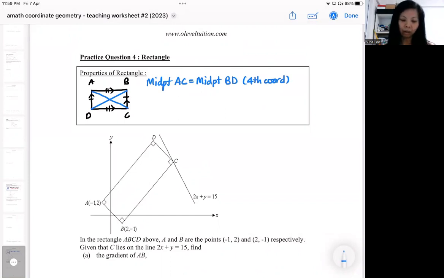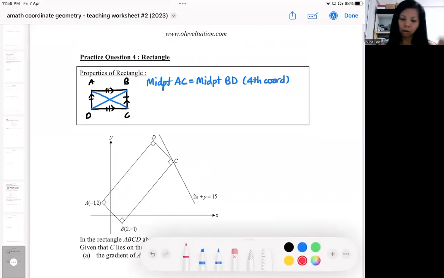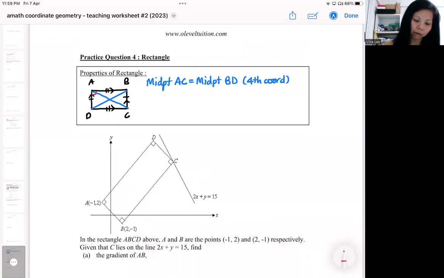We won't know what is the angle. But the one thing about a rectangle is there's a lot of 90 degrees. So there's a lot of 90 degrees, meaning, right, you can use a lot of the perpendicular gradient formula. So for example here, I'm just showing you one of them. So AB is perpendicular to AD. So the product of the gradients will be equal to -1.